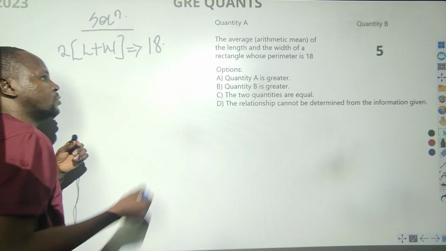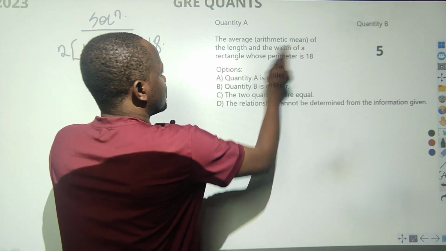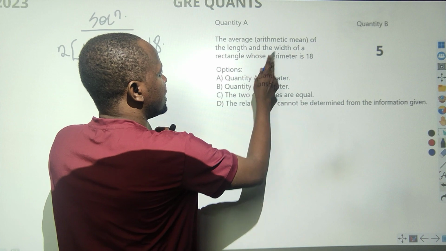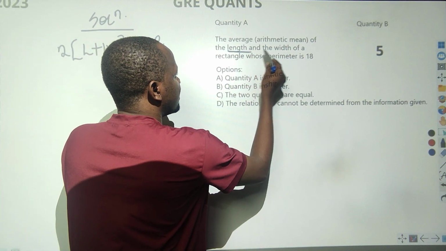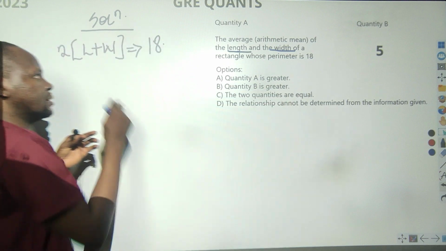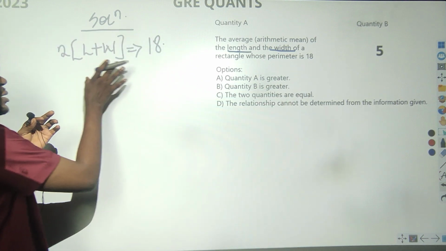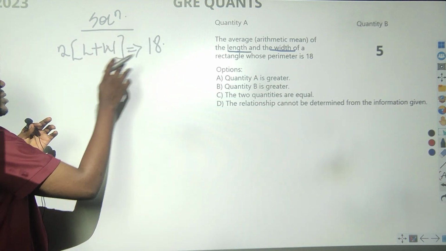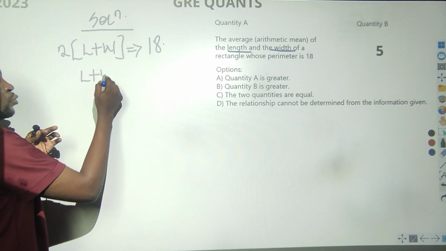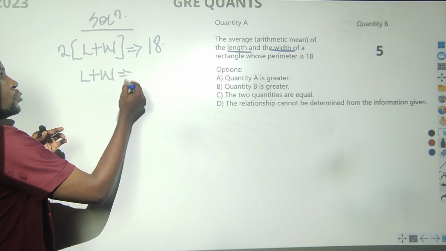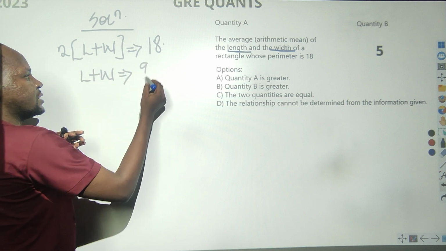Now in the question you were also told that the arithmetic mean, that means you are looking for the mean of both the length and the width. So let me get the length and the width. What do I do here? 2 is the problem here. I divide both sides by 2. So if I do that, it will be length plus width is equal to 18 divided by 2, which is 9.